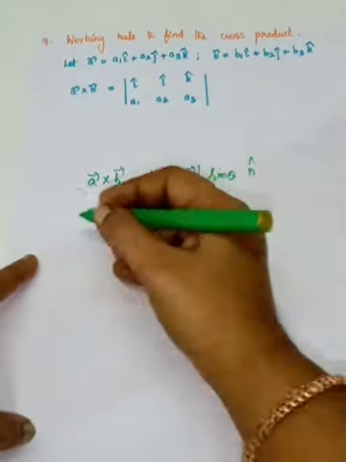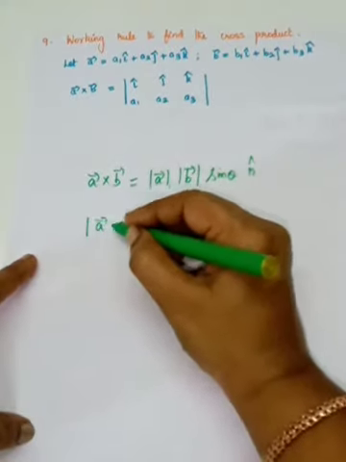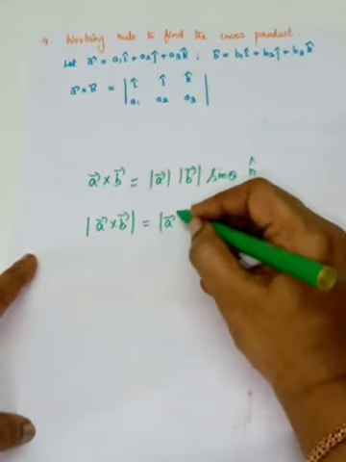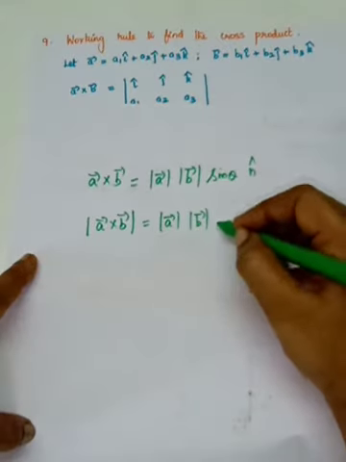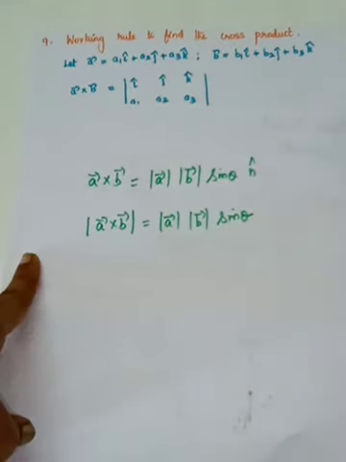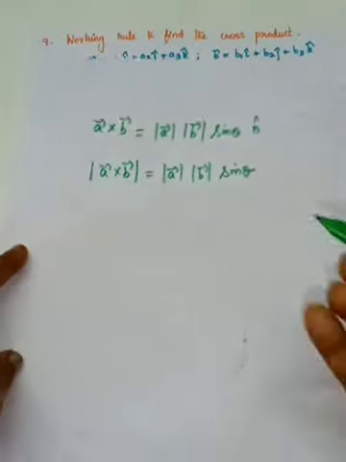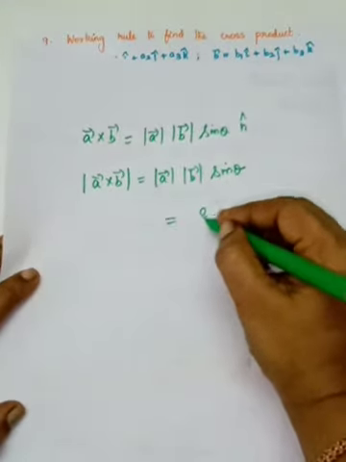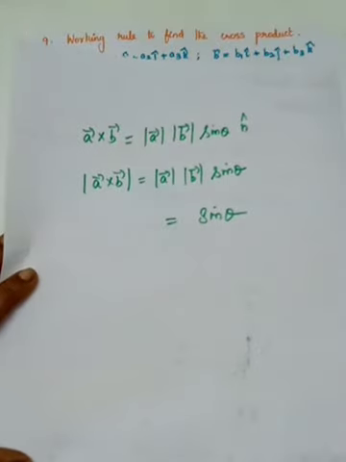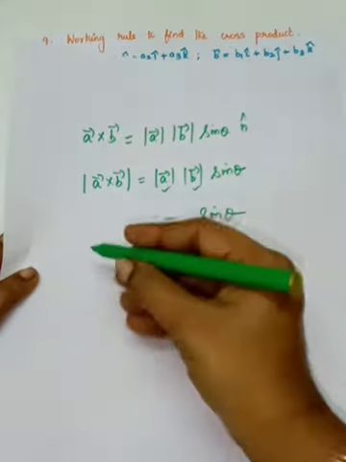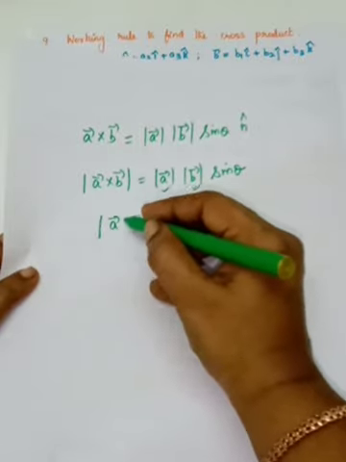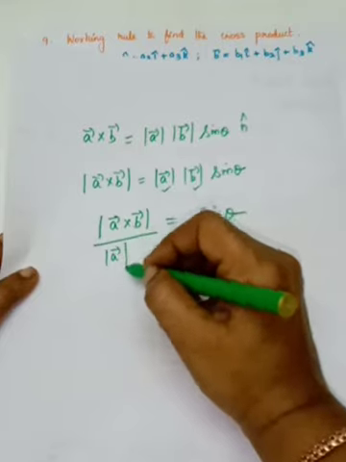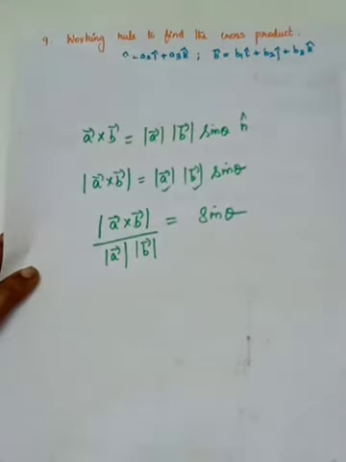Now we are going to find the modulus of A vector cross B vector. What is the magnitude of A vector cross B vector? It is modulus of A vector, modulus of B vector, sine theta alone. You have to be careful with that. Okay, it is a magnitude. From this we are going to find sine theta. So sine theta, I kept it on the right side. This is a number and this is also a number. So it is modulus of A vector cross B vector divided by modulus of A vector, modulus of B vector.